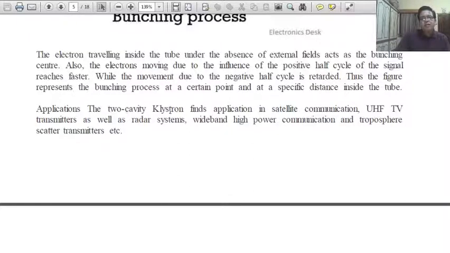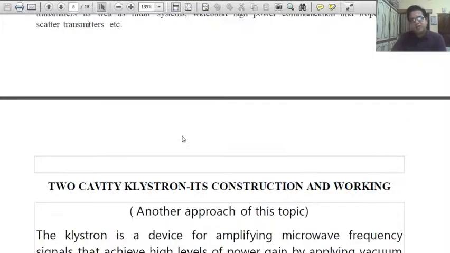Some applications are shown: satellite communication, UHF TV transmitters, radar systems, wideband high power communication, and troposphere scatter transmitters. These are some applications.